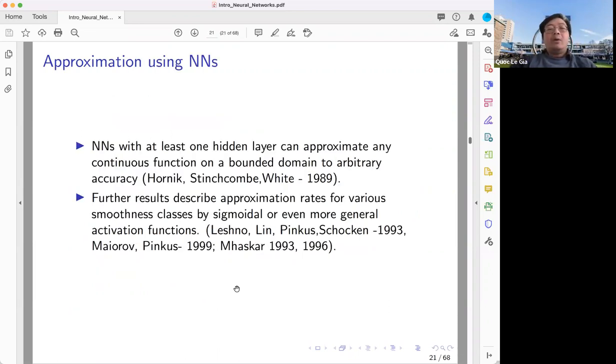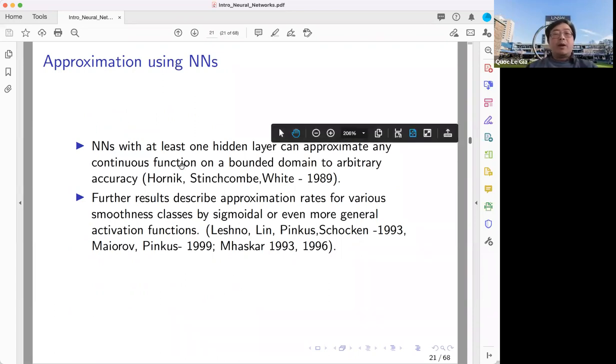And then I looked around and found some other papers that show that in theory neural networks with at least one layer can approximate any continuous function to any arbitrary accuracy, like you can make the error less than epsilon, but again this is just a theoretical result. Okay, and they don't show you how to construct the approximation.